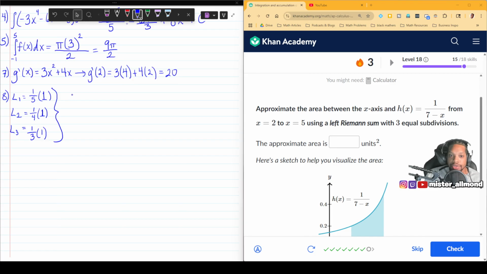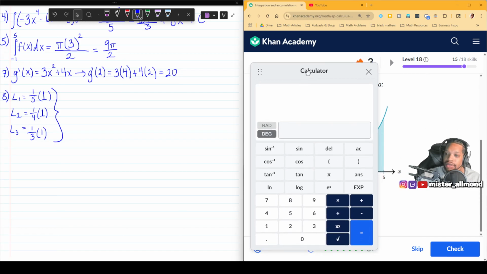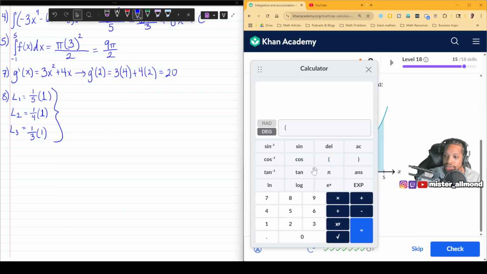But okay, so this will be, dang. Okay, I'm just gonna calculate this manually. I don't feel like doing extra work. All right, so this is 1/5, 1 divided by 5, plus 1 divided by 4, plus 1 divided by 3. Whatever that comes out to be is what I'm gonna type in.